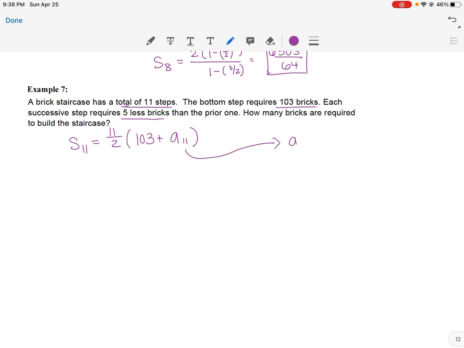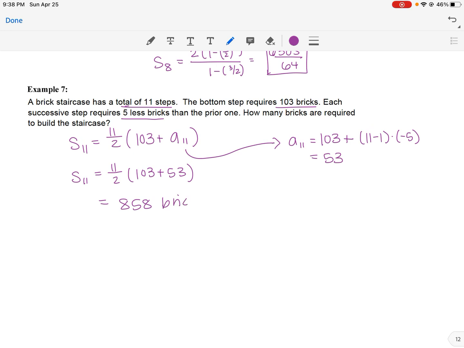So this is where we're going to have to do a little side work. We're going to do a sub 11 equals my first term, which is 103, plus n minus 1, so 11 minus 1, times the difference, which in this case is negative 5. So we get 53 as the 11th step. There's 53 bricks in the 11th one. So we get 103 plus 53, type that in your calculator, and we get 858 bricks.